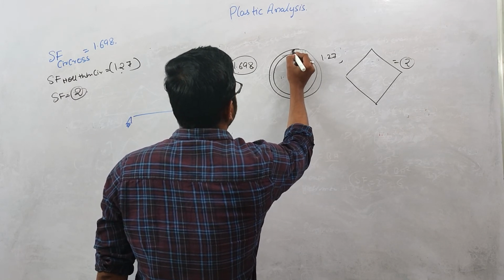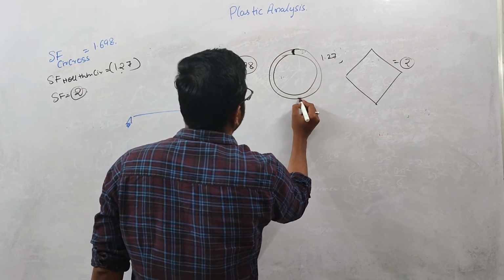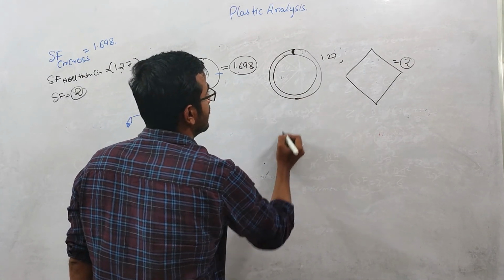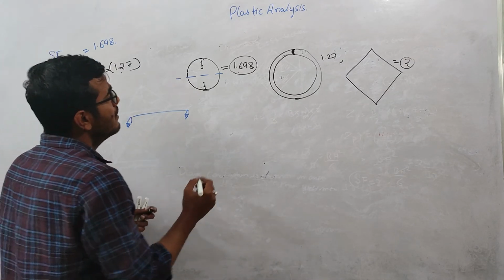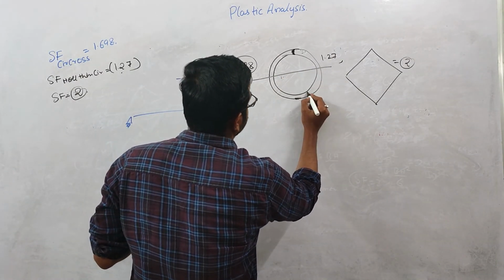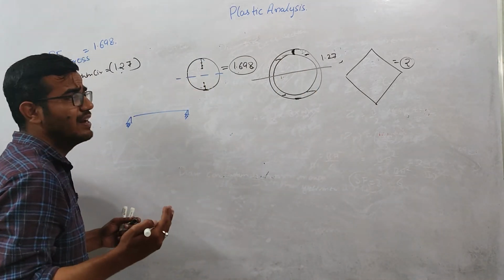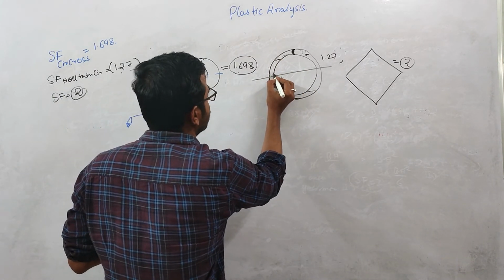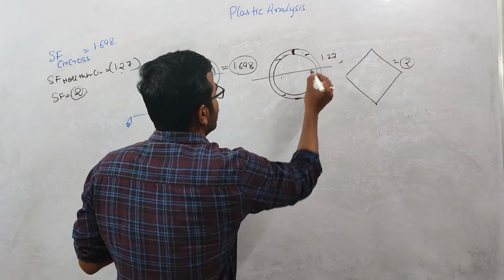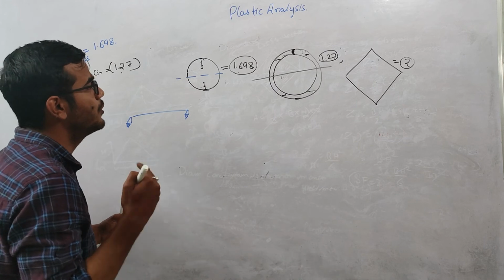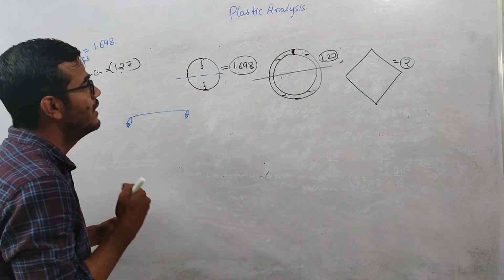In comparison, for this hollow section, the first compression yield will take place at this fiber, and here the tension yield will be at this fiber. When the yielding starts, again this portion will yield, but the cross section is very small. As we are moving inward, the cross section is very small, right? So that's why its shape factor is less. There is not much difference. There is only 20% difference between the Mp value and My value.